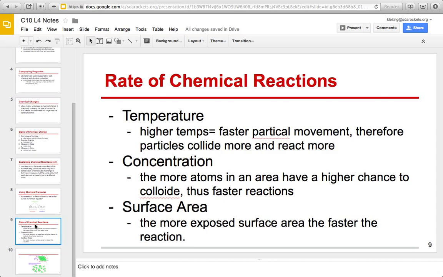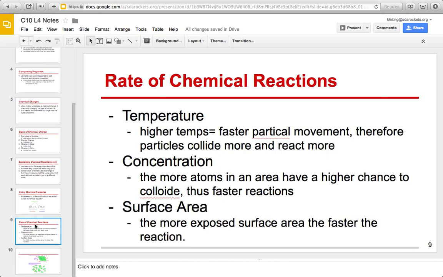Alright, rate of chemical reactions. We have the first one. These are all things that affect the rate of chemical reactions. Temperature, the higher temps means the faster the particle movement. Therefore, the particles collide more and react more. So you have to think about it as when we start heating things up, things start to move around a lot more quickly, and because they start to move around a lot quicker, they start to bounce into each other more. And when that hitting and bouncing occurs, there's more reactions.